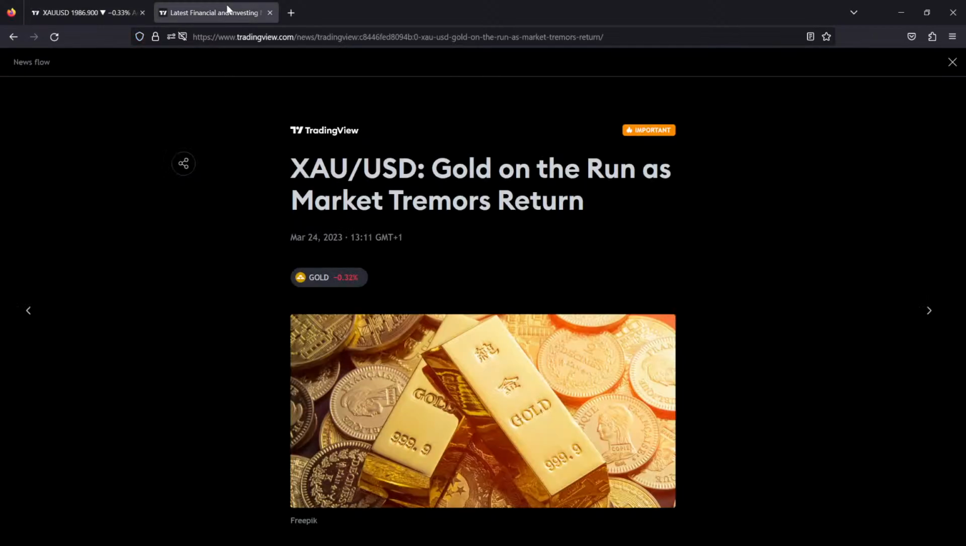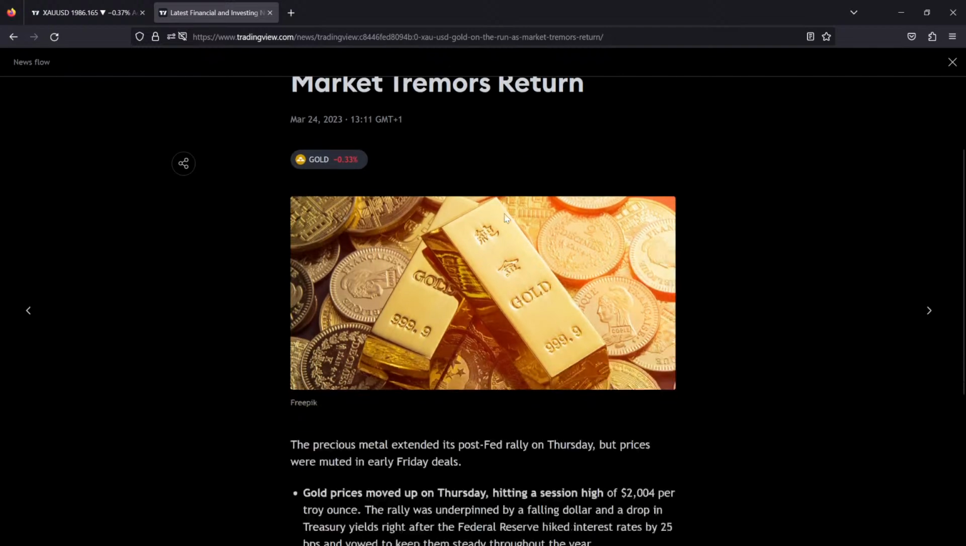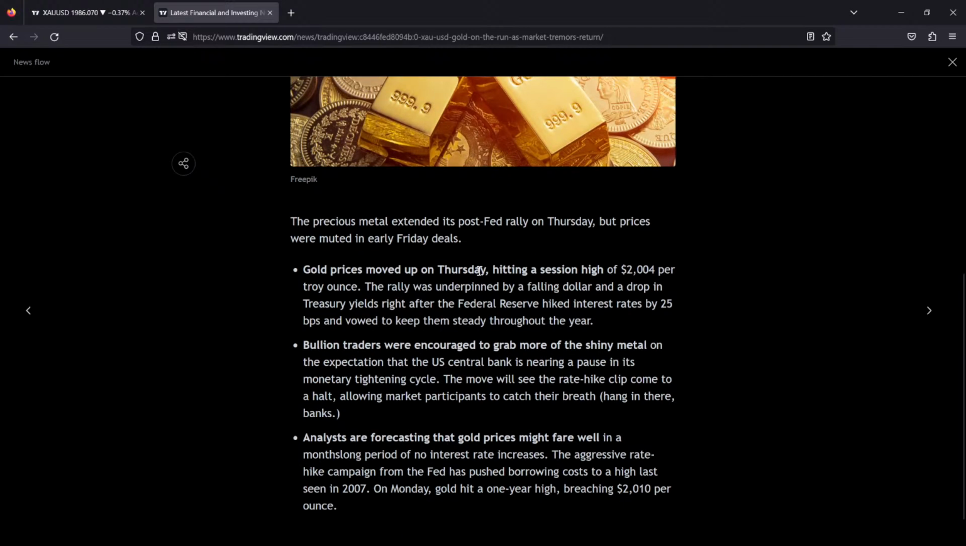Let's jump into the news. This is saying that gold is on the run as market tremors return, and it's simply talking about the good news on this metal, whose prices moved up on Thursday, hitting a session high of 2,004 per troy ounce. This rally was underpinned by a falling dollar, as you know, the news for the Federal Reserve. And also bullion traders were encouraged to grab more of the shiny metal on the expectation of the US Central Bank as well. So positive news about that.